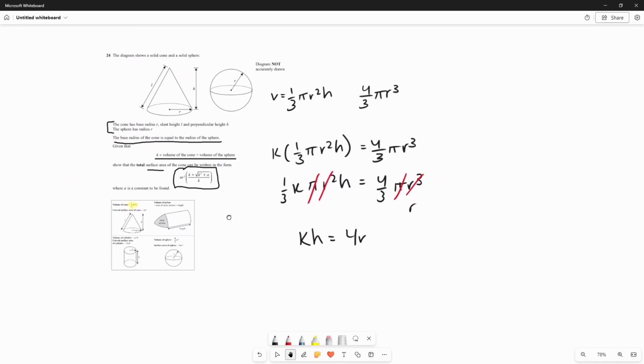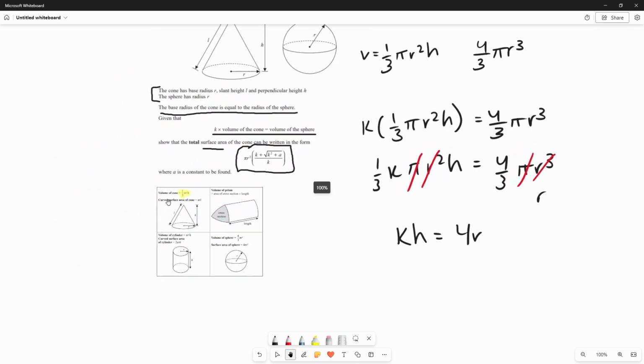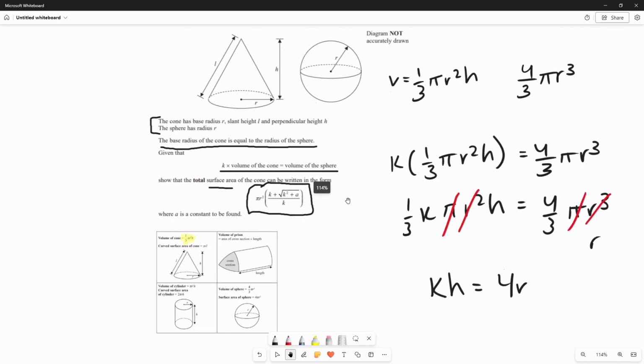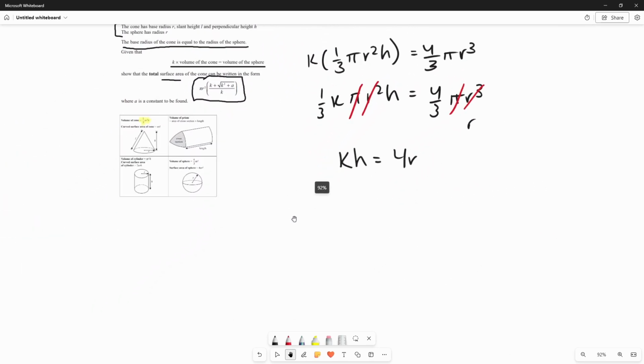So first we're going to need an equation for the total surface area of the cone. The curved surface area of a cone is pi r l, and of course the circular base is going to be pi r squared. So right over here, surface area equals pi r squared for the circular base plus pi r l.